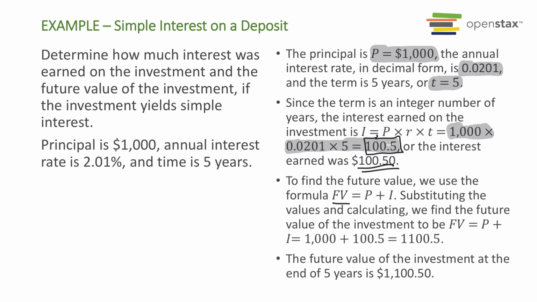The future value is going to be the principal amount, which was the $1,000 investment, plus the interest we earned. And so we're just going to add those together. So that's going to be P plus I, and that's going to be 1,000 plus that $100.50. So that's going to be $1,100.50. So that's going to be our final answer for this problem. That's our future value.